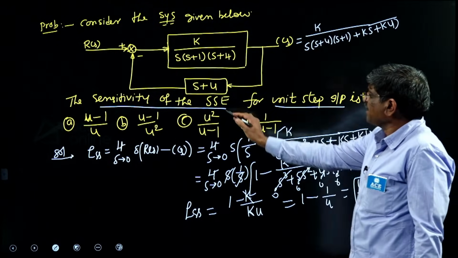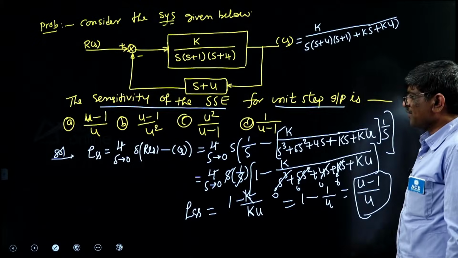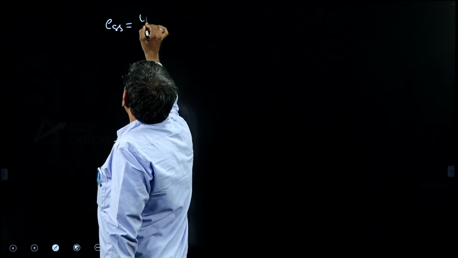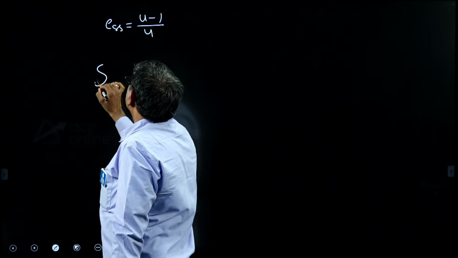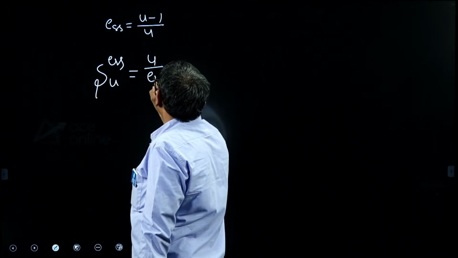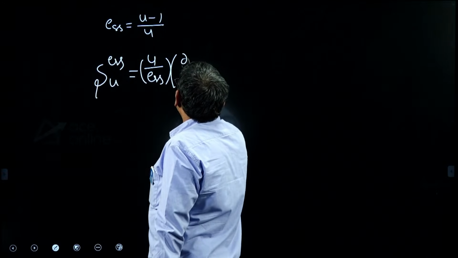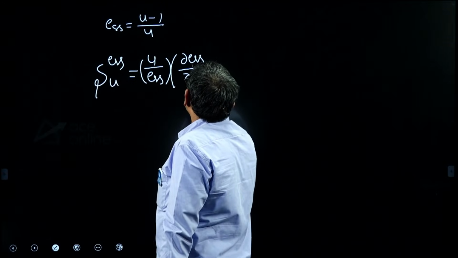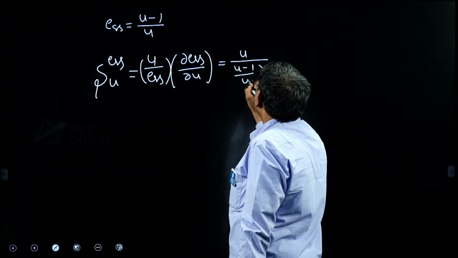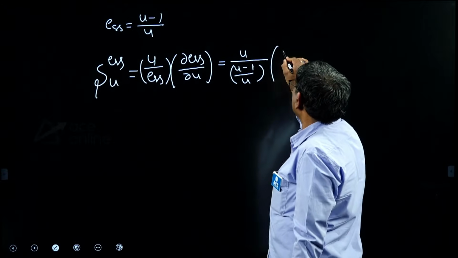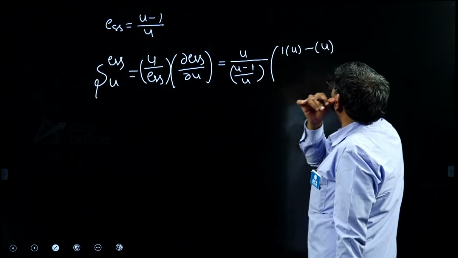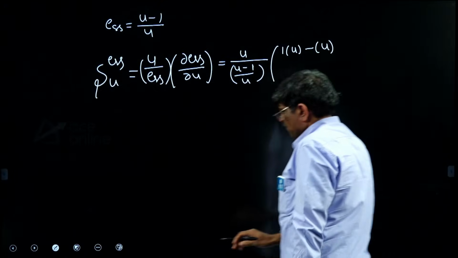But what is being asked? Sensitivity of the steady state error. So we got ESS equal to u minus 1 by u. Sensitivity of steady state error with u. So what happened? U by ESS into dou ESS by dou u. That means u by ESS, u minus 1 by u, into dou ESS by dou u, means numerator 1 into u minus u into u minus 1.